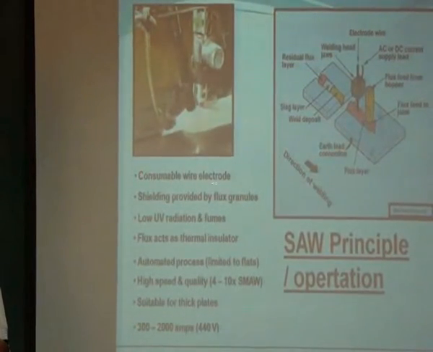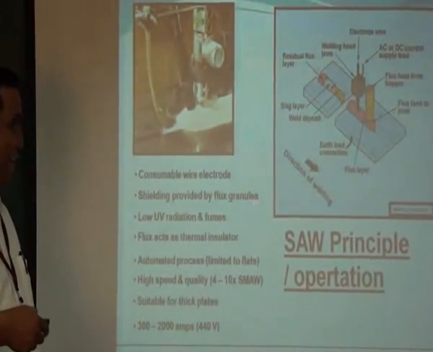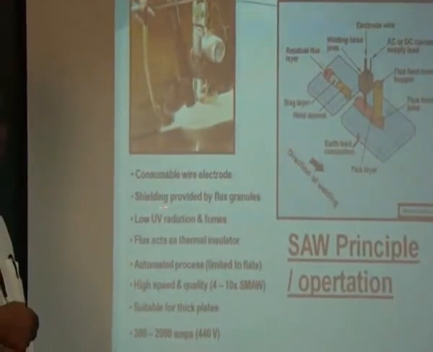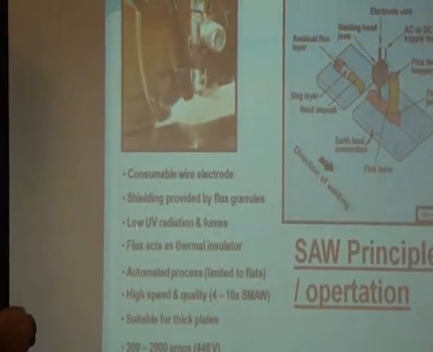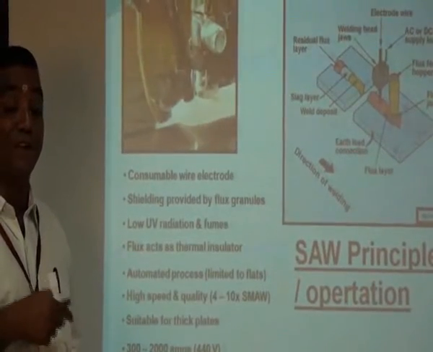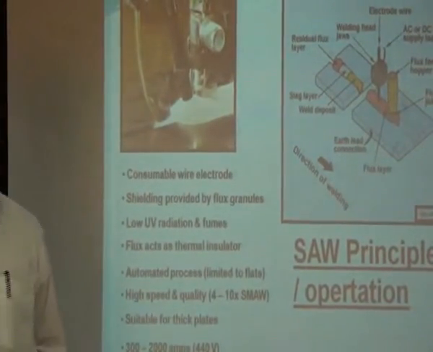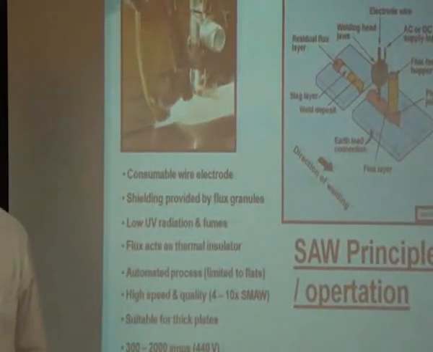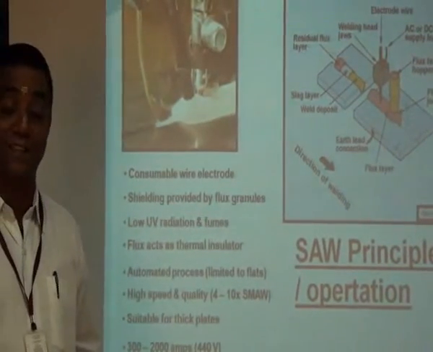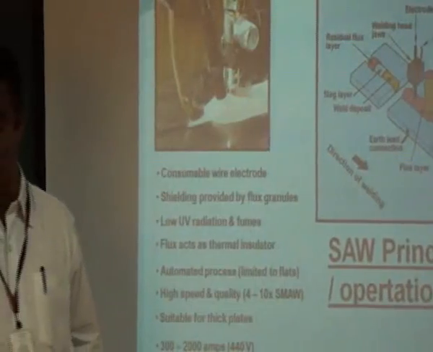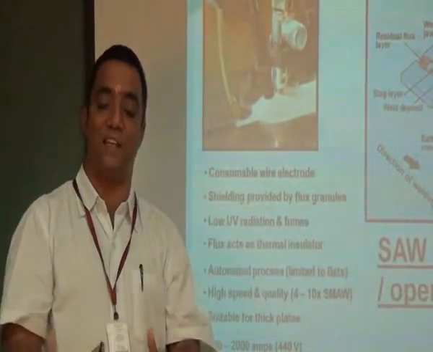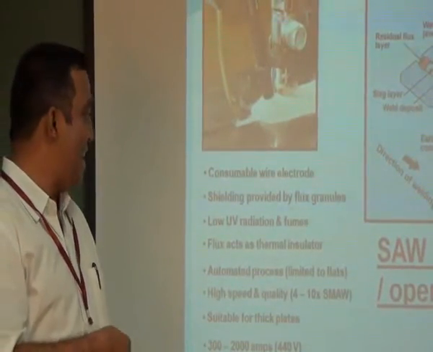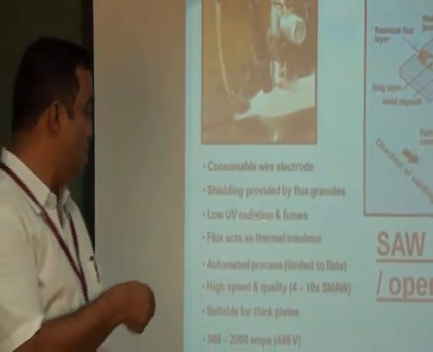See, here the consumable wire is an electrode, shielding is provided by granular flux, and the low UV radiations and fumes that are experienced in the case of other welding are completely nullified, and flux acts as a thermal insulator. Remember, in the case of flux core arc welding and in the case of shielded metal arc welding process, the flux acts not as an insulator but as a shielding agent. It produces fumes and it melts and it produces gas, and the gas shields the atmosphere of the weld pool. But here it acts as a thermal insulator.